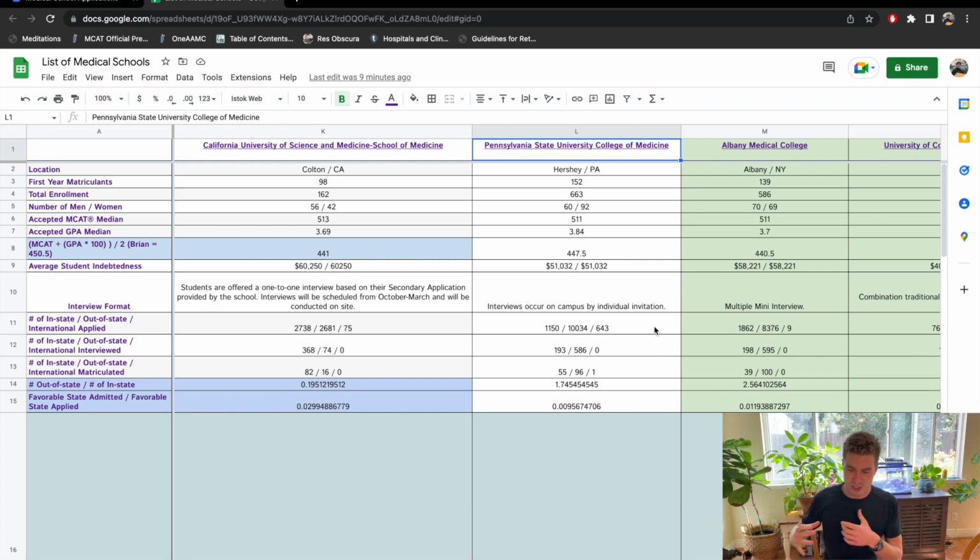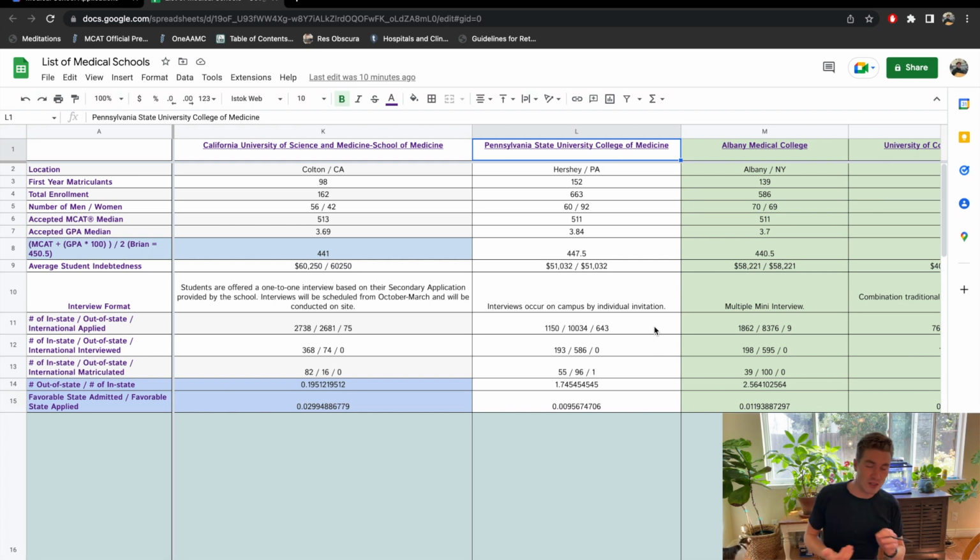And you see, oh my gosh, 96 out-of-state got in versus 55 in-state. That generally is suggesting that they're accepting more out-of-state. Yeah, sure. But they also got 10,000 out-of-state applicants. You're competing with so many more people applying to that school, and that needs to be considered in your calculations as well, okay? So the favorable state admitted versus favorable state applied for that case is 0.009.